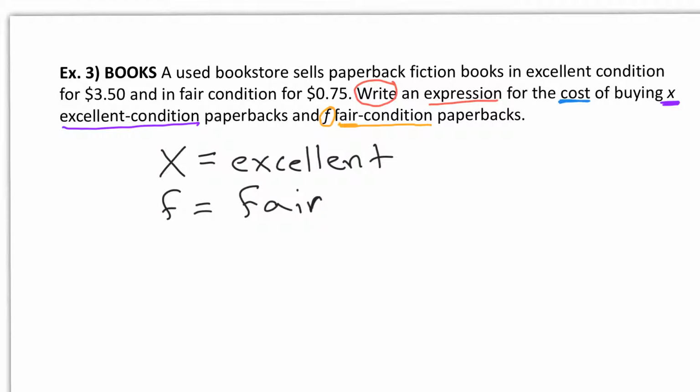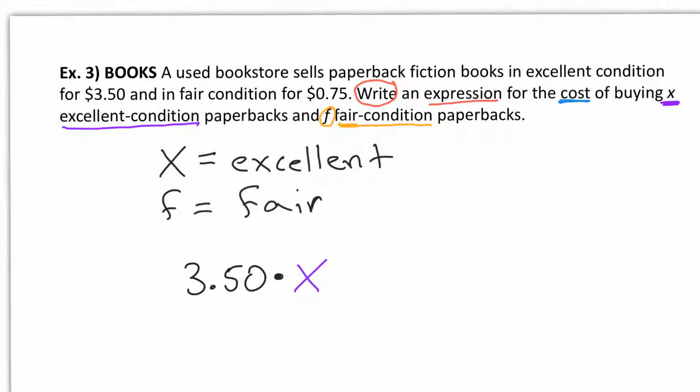In order to find out how much you have to pay for those books, you have to count how many books you're going to buy. So X represents that number. Maybe you buy 2, maybe you buy 5, maybe you buy 3 books. But no matter how many books you're going to buy, you need to multiply by the price of each book. So the price for excellent is $3.50. So this variable, you're going to have to multiply by the price. So I'm going to take $3.50 times X. And X is going to be the number of books I buy in excellent condition.